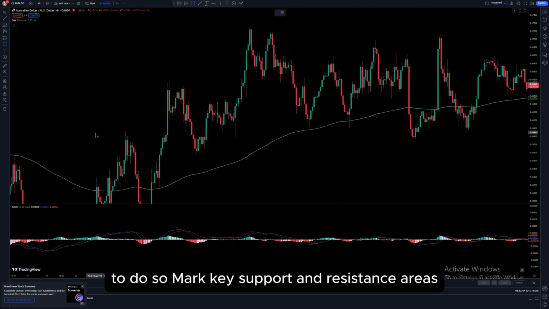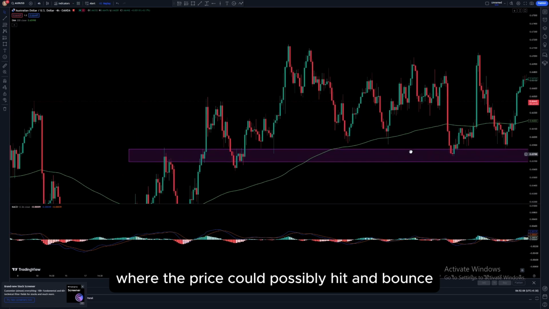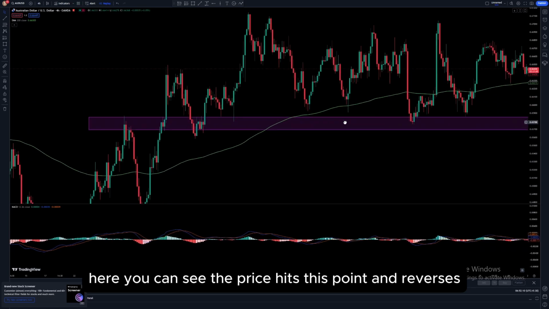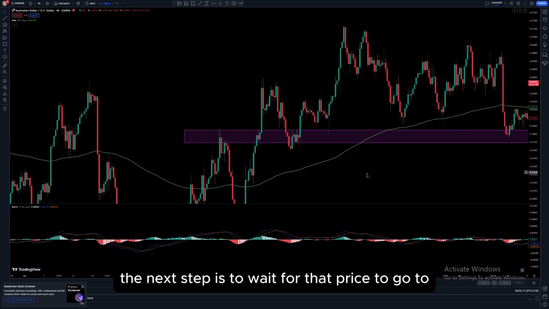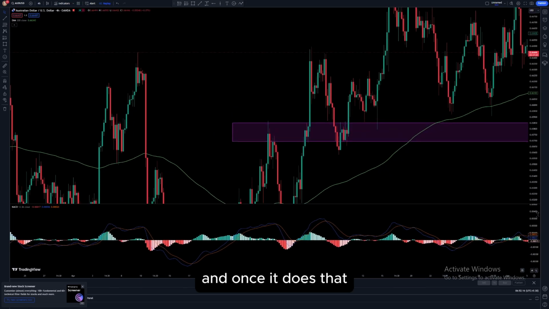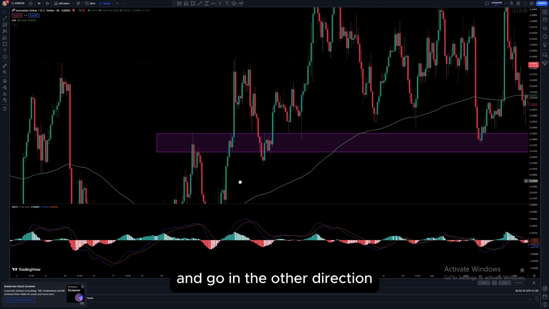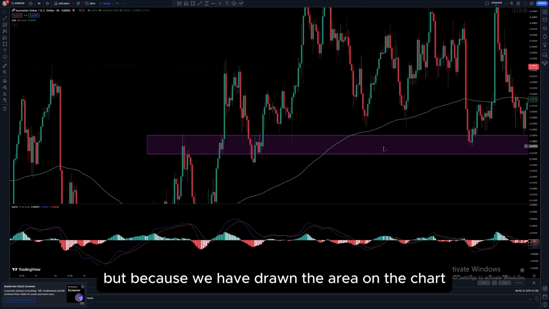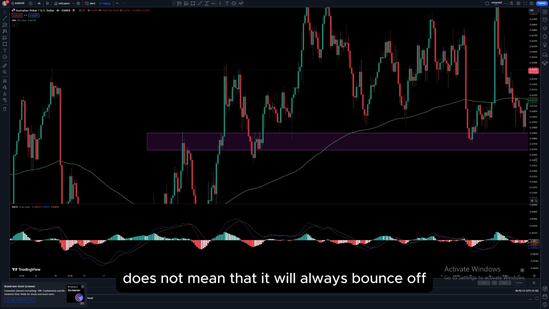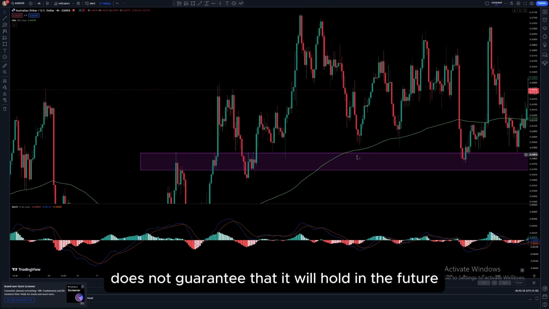To do so, mark key support and resistance areas where the price could possibly hit and bounce. Here you can see the price hits this point and reverses. The next step is to wait for the price to go to the same key level again, and once it does that, we can expect the price to bounce off the level and go in the other direction. But just because we have drawn the area on the chart does not mean that it will always bounce off, or if the area held in the past, it does not guarantee that it will hold in the future.